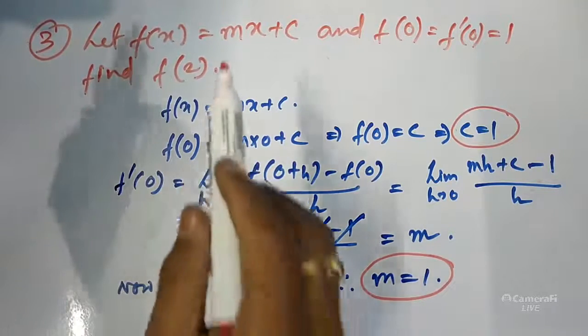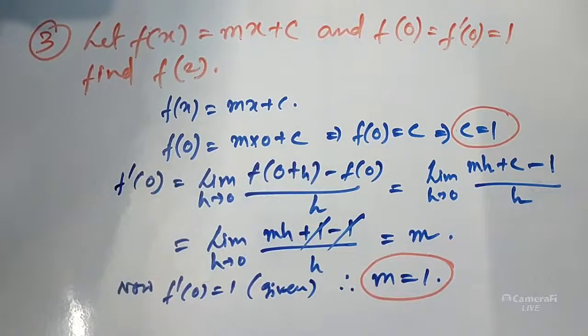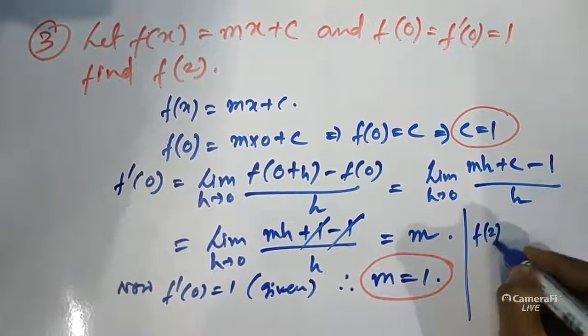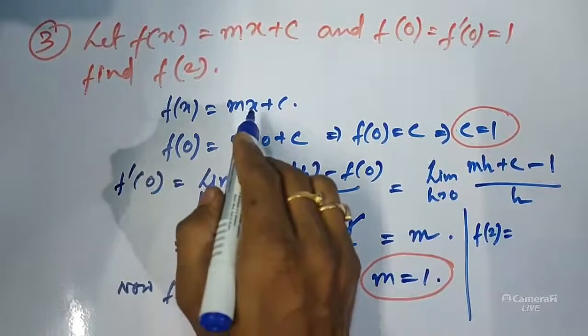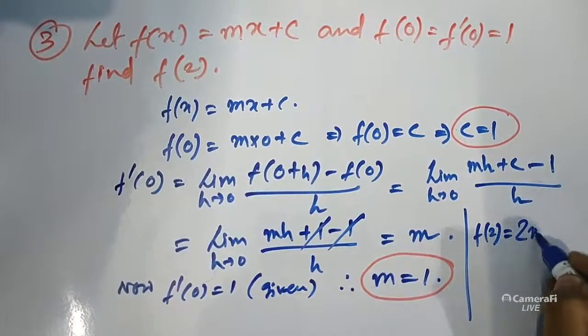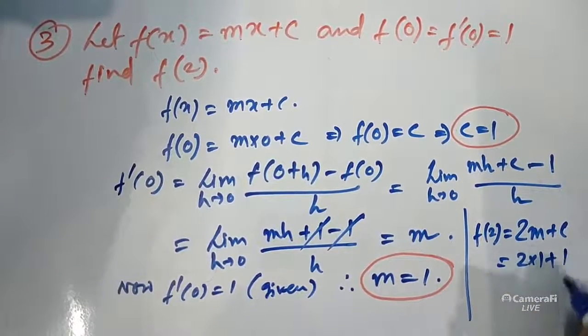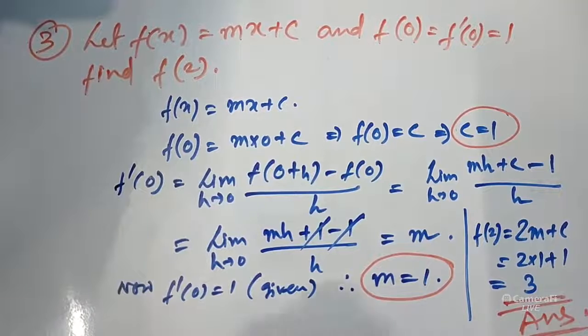So we are getting c equals 1 and m equals 1. What do we have to find? We have to find f of 2. So what will be the value of f of 2? In the place of x we put 2: mx plus c equals 2 into 1 plus 1, that is 3. 3 is the answer. So in this way we can solve this type of question. Okay, thank you students.